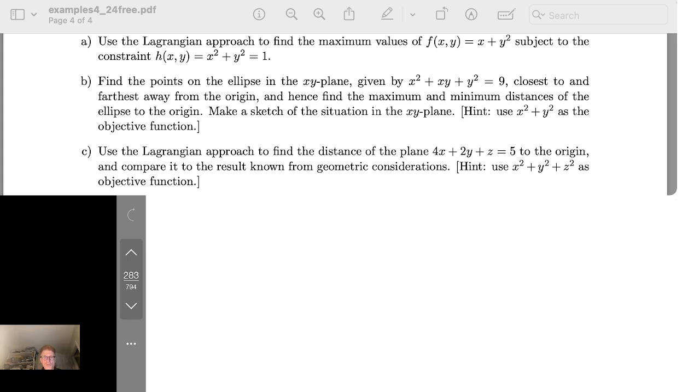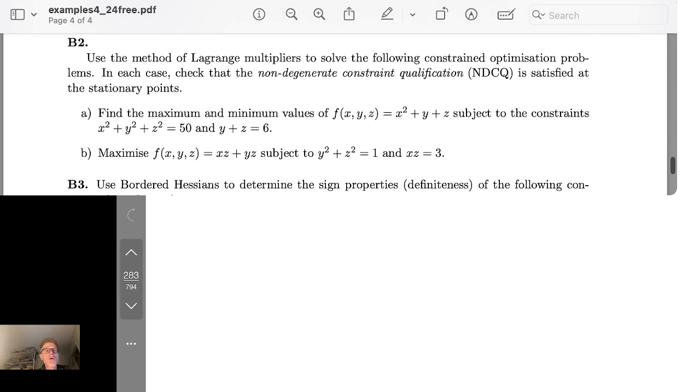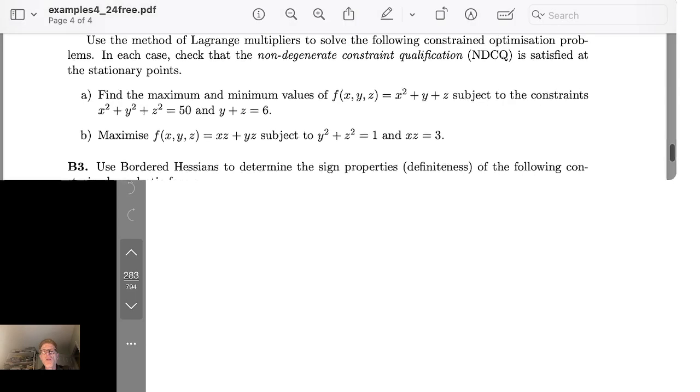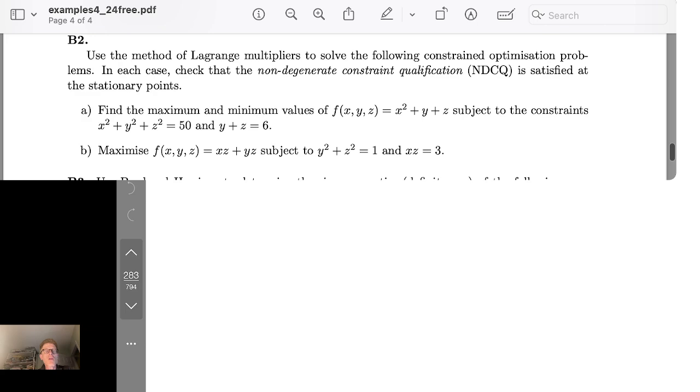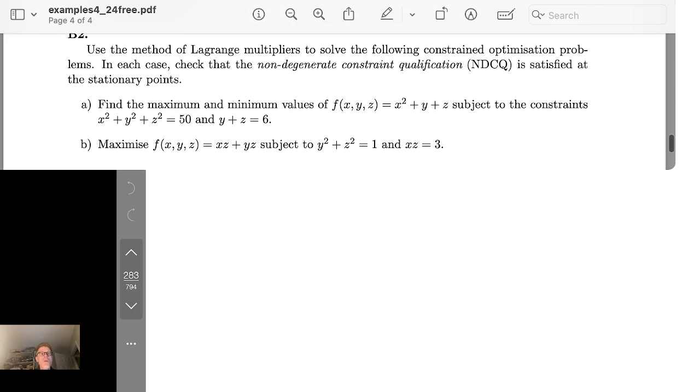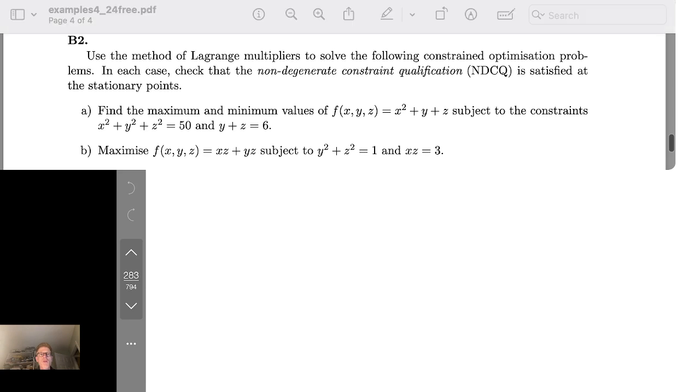So let's go to B2. It's more of the same. B2, we don't need to use B3 yet. Oh, make it a bit more pretty. I have to go out of the program to get there. Yeah, now I'm there.